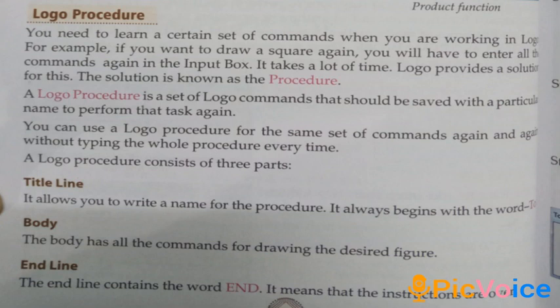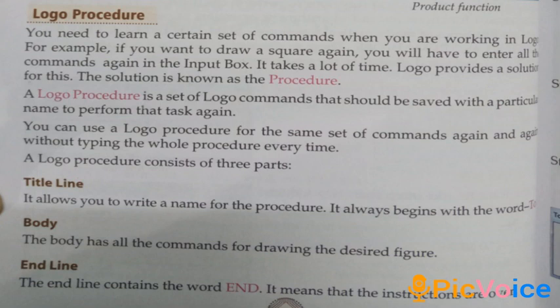A logo procedure is a set of logo commands that should be saved with a particular name to perform that task again. You can use a logo procedure for the same set of commands again and again without typing the whole procedure every time. A logo procedure consists of three parts.